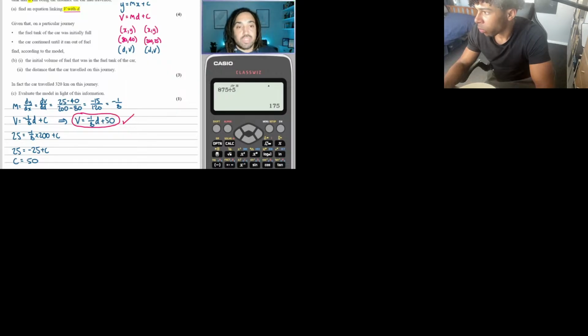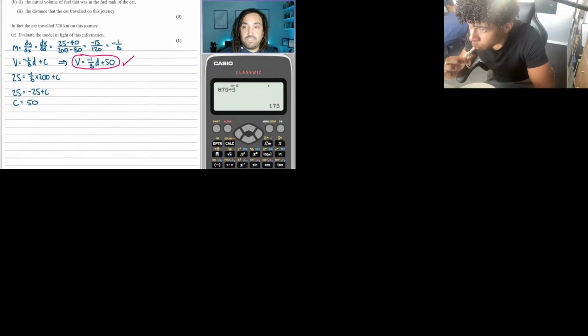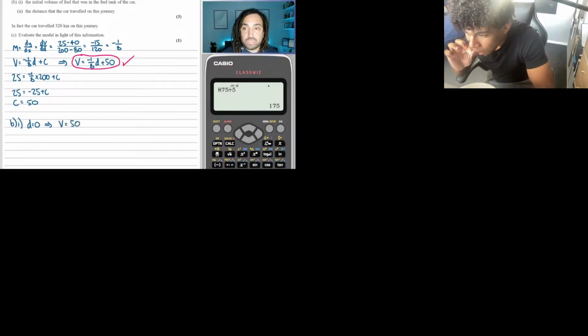Okay. It says, given that on a particular journey, the fuel tank of the car was initially full, the car continued until it ran out of fuel. That's a very silly thing to do. Find, according to the model, the initial volume of fuel that was in the car. Okay, so we can do that because we've got this formula now, haven't we? So part B, the initial volume of fuel would be what happens when the distance travelled is 0. So V will equal 50. Bosh.